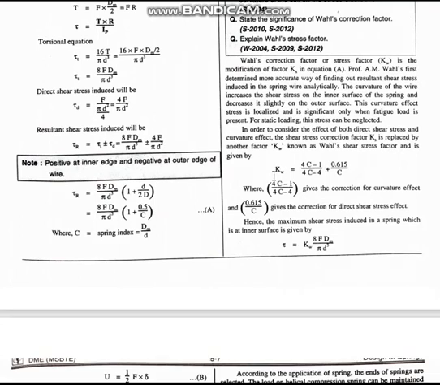Remember this formula, it is an important relation for Kw. Kw has capital K and small w as the suffix. It is (4C minus 1) upon (4C minus 4) plus 0.615 upon C. Just remember this. The first term gives the correction for the curvature effect, and the second term gives the correction for the direct shear stress factor. This is the direct shear and this is the curvature effect. This is more accurate.